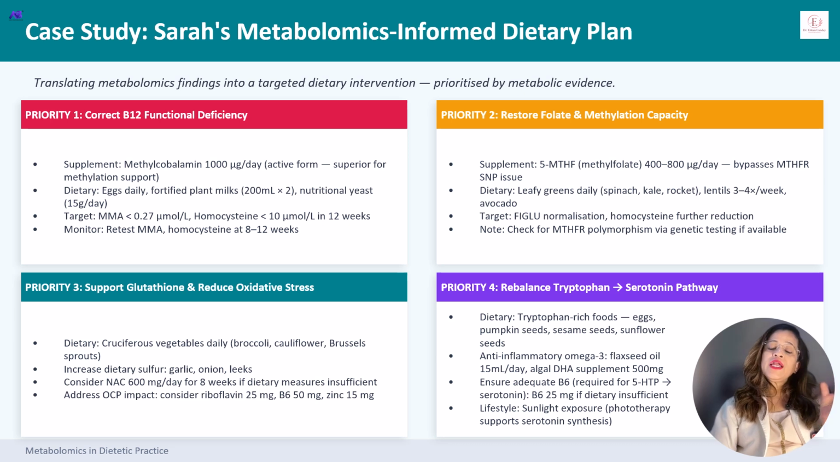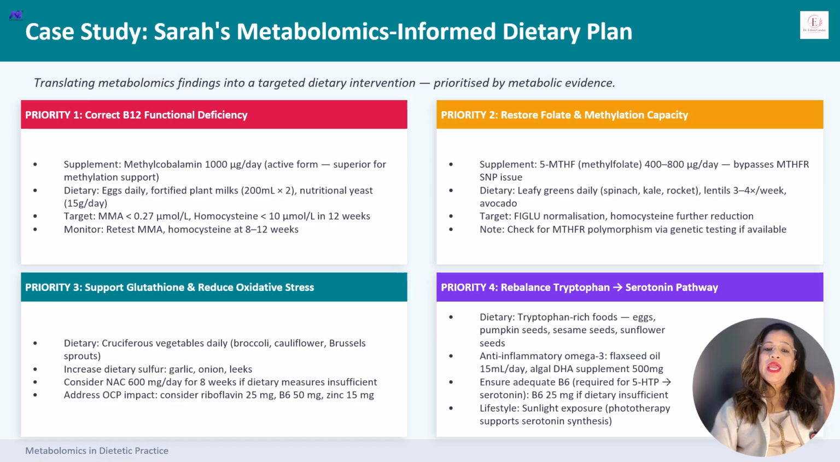MMA retest at 8 to 12 weeks, which is essential to confirm the response, and normalize homocysteine. Folate, why methylfolate, that is 5-methyl, not folic acid. Enzyme polymorphism, we know about this from the genetic reports as well. FIGLU is a folate specific marker. Okay, it confirms that folate intervention is needed.